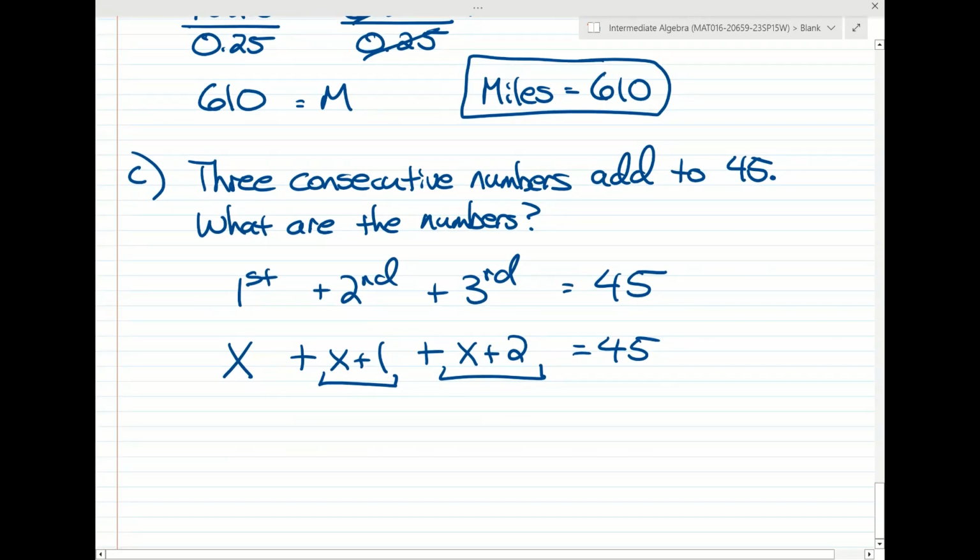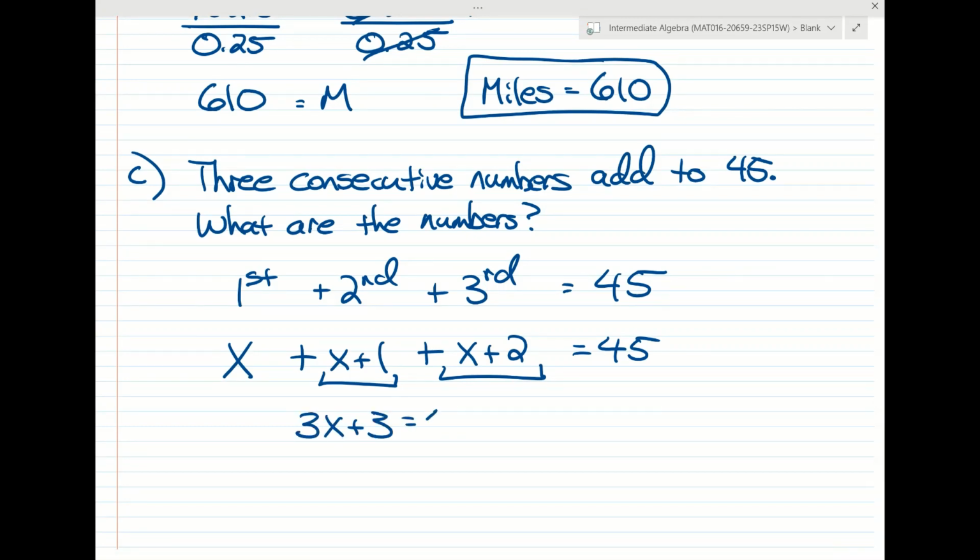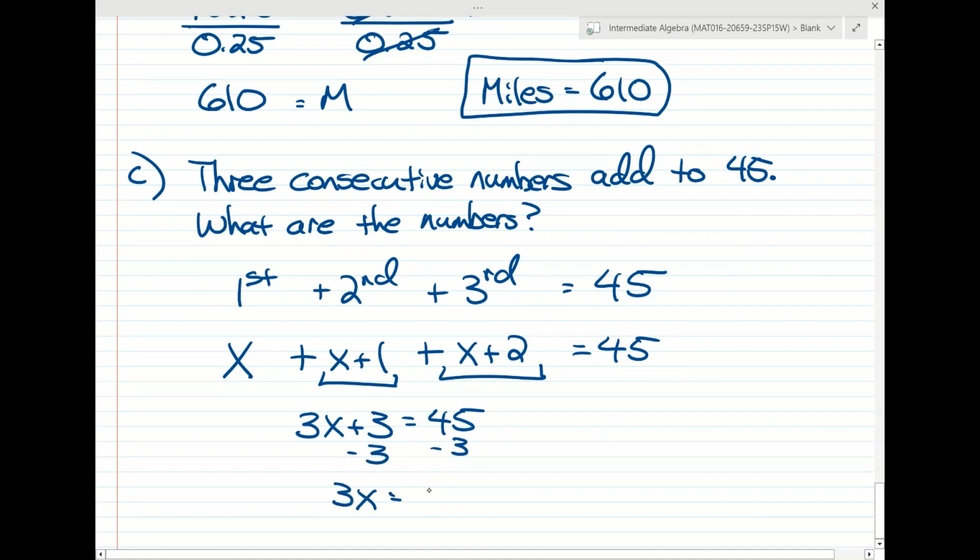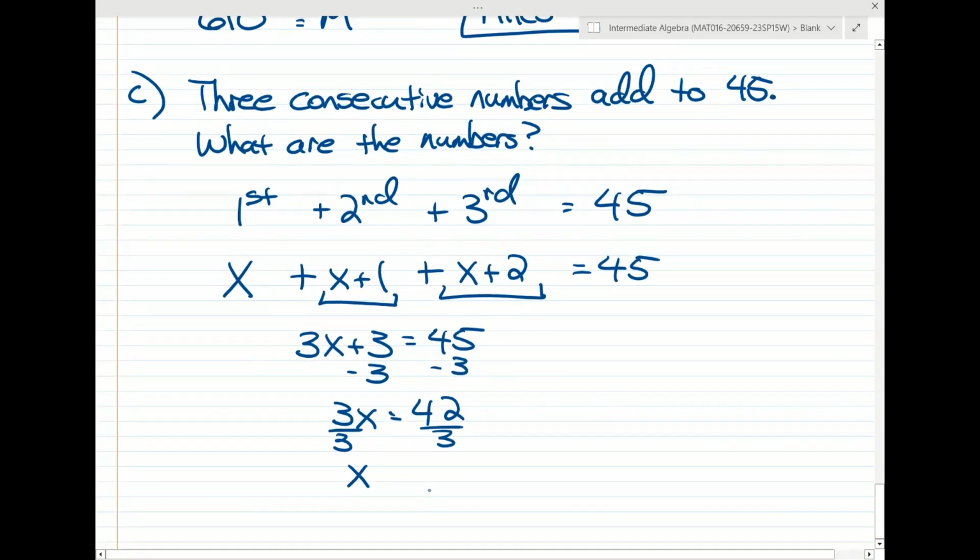So now that we set it up, we could solve it. X plus X plus X just gives us 3X plus 3 is 45. Subtracting the 3, this would be 42. And then if you divide by 3, what'd you guys get? X would be what? 14.